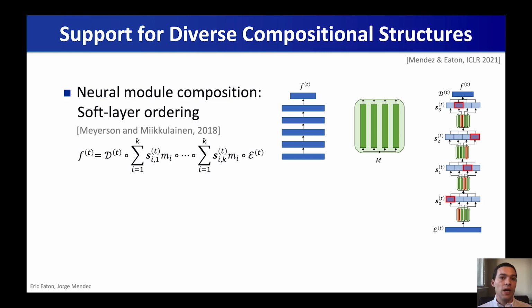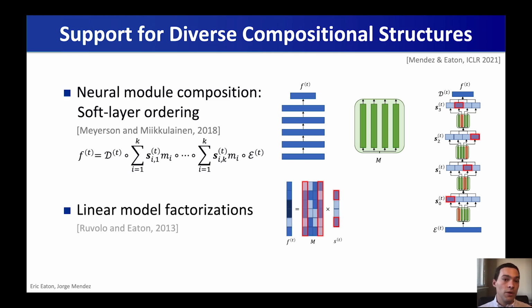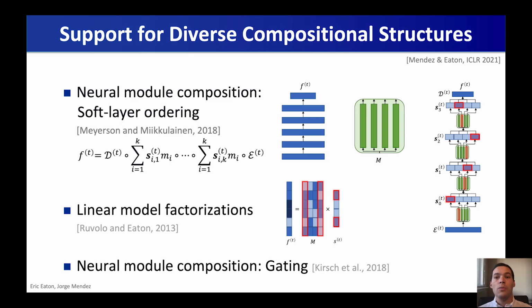This example shows how our framework applies to one form of deep net composition, but in our ICLR paper, we also show how it applies to other compositional structures, ranging from some of our earlier work on linear lifelong learning all the way to a more modern form of neural module composition.